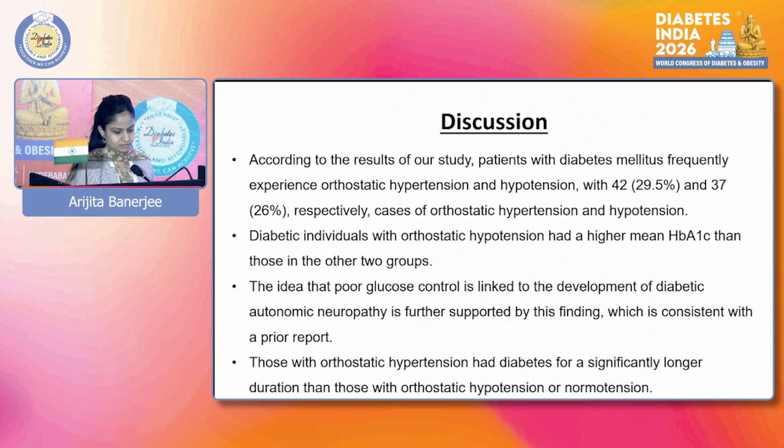And also, the orthostatic hypertension group had diabetes for a significantly longer duration than those with orthostatic hypotension or normotension.